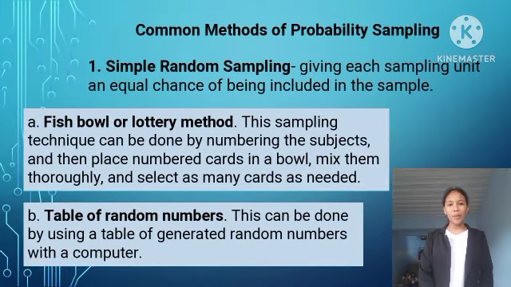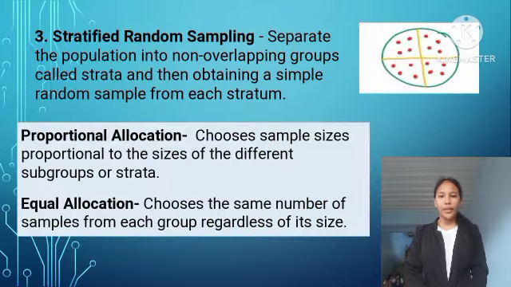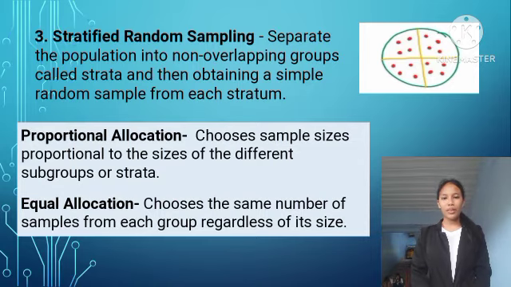Common methods of probability sampling. Simple random sampling, giving each sample unit an equal chance of being included in a sample. Examples are the fishbowl or lottery method and the table of random numbers. Third is stratified random sampling. It separates the population into non-overlapping groups called strata and then obtains a simple random sample from each stratum. It includes proportional allocation and equal allocation.